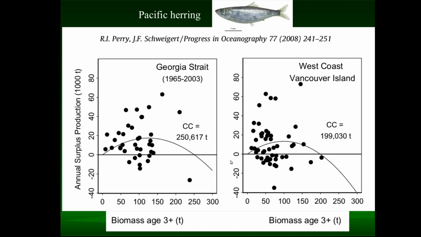So this is a pretty common way of showing density dependence in fish populations. A biomass versus surplus production chart. And this could be easily translated into a logistic curve if we wanted to do that. It's just another way of presenting the same kind of data that's used to generate a logistic growth curve.